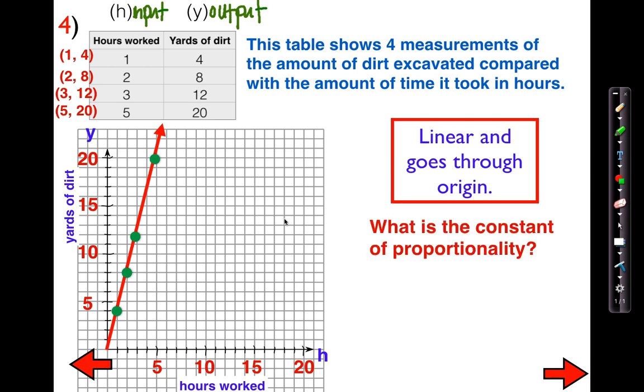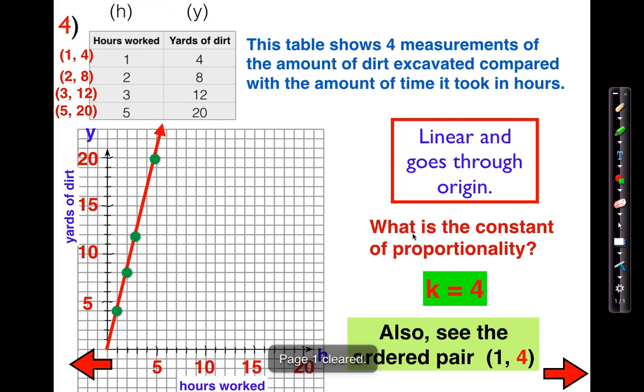How do I do that? By looking at the table. How? If you remember, you can find the constant of proportionality by looking for 1 comma k. I found it. It's right here. What was k? K was 4. So that is my constant of proportionality.